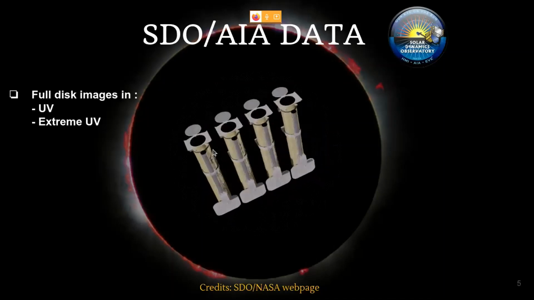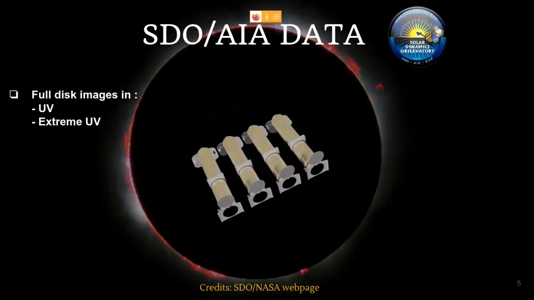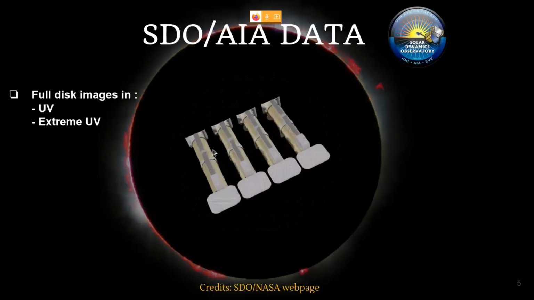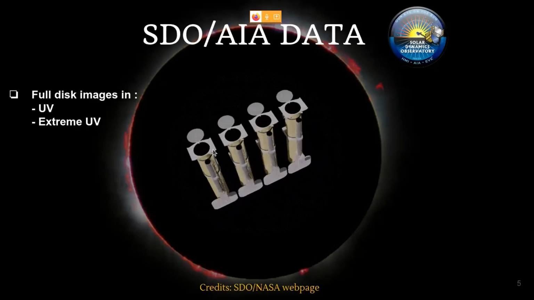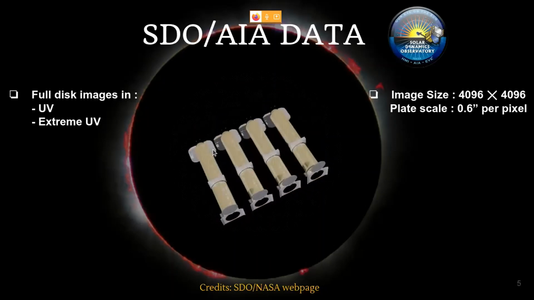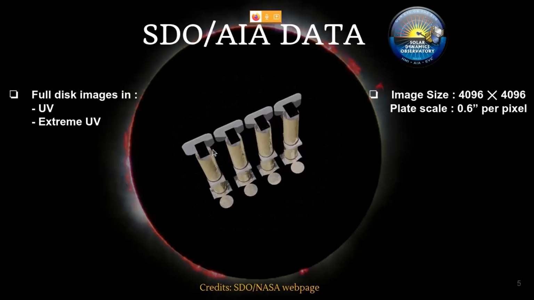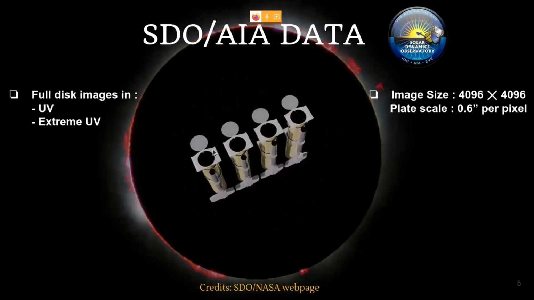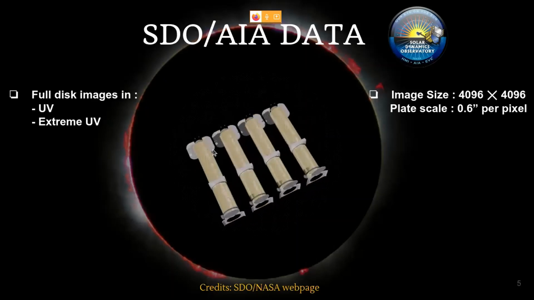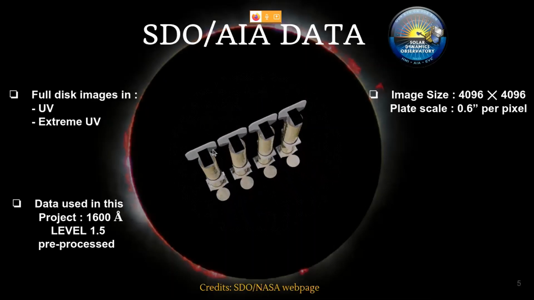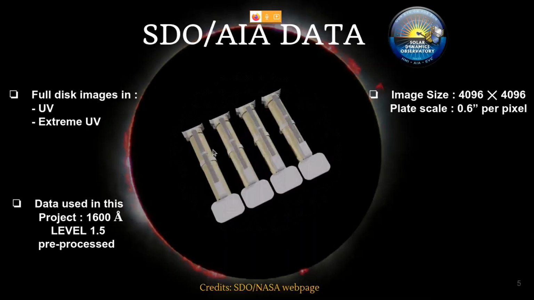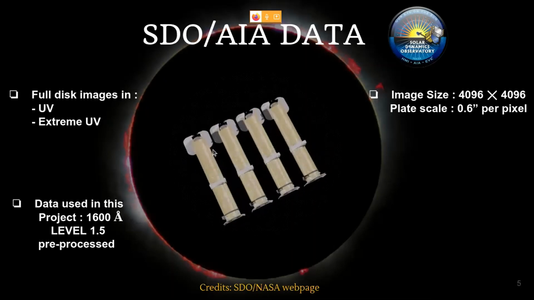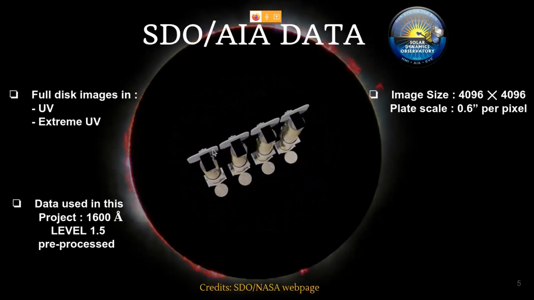This instrument takes full disk observations of the sun, and it covers a very broad wavelength range, starting from the UV and ending at extreme UV, about 131 angstroms to about 4 angstroms. The data set we have at hand was in the form of images. Each image was divided into 4K by 4K pixel grids, and each pixel corresponds to about 0.6 arc seconds. That was the plate scale. As I already said, the instrument covers a very wide range of wavelengths, but in this project we have only used the wavelength of about 1600 angstrom, which corresponds to the C4 emission line.